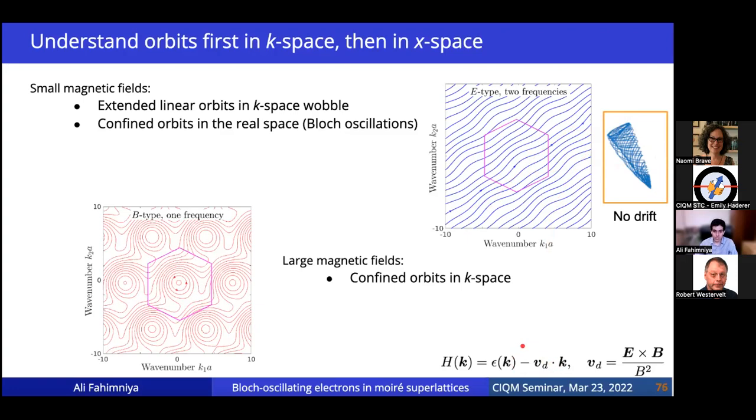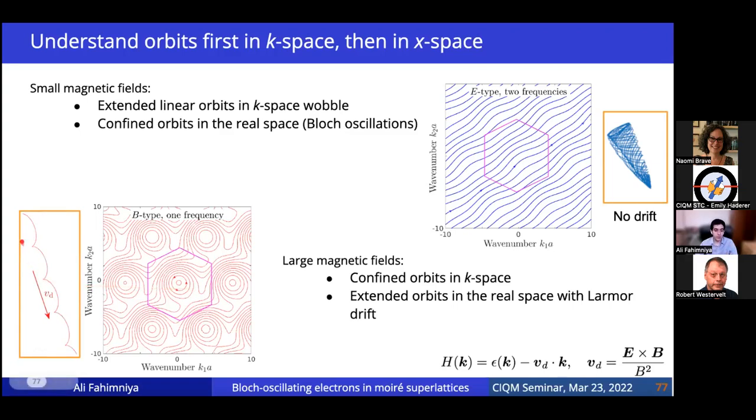Now the Doppler shift is weak, and it is not enough to escape from the band extrema. Like here near the band minimum, for the choice of band dispersion that I have here, the orbits are closed. And therefore, electrons do not get to see different Brillouin zones. They are not extended orbits in the momentum space. They are now confined orbits in the momentum space. And if you look at the velocity, we can show that now they are going to be drifting with a Larmor drift in the real space.